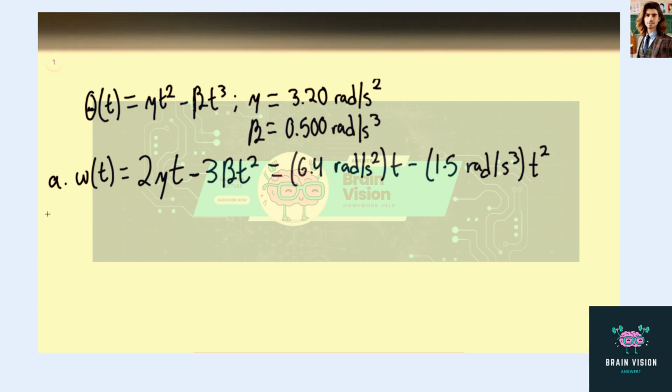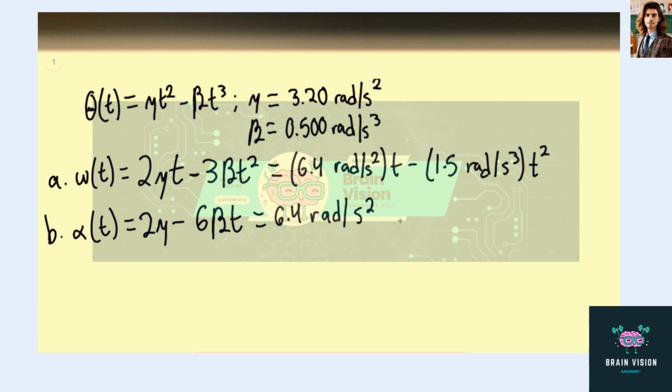At this point, we can find the angular acceleration. So the angular acceleration is going to be equal to the derivative of the angular velocity. So this would be 2 gamma minus 6 beta t. And again, we're simply deriving this with respect to t. So this would be 6.4 radians per second squared minus 3.00 radians per second cubed times t.